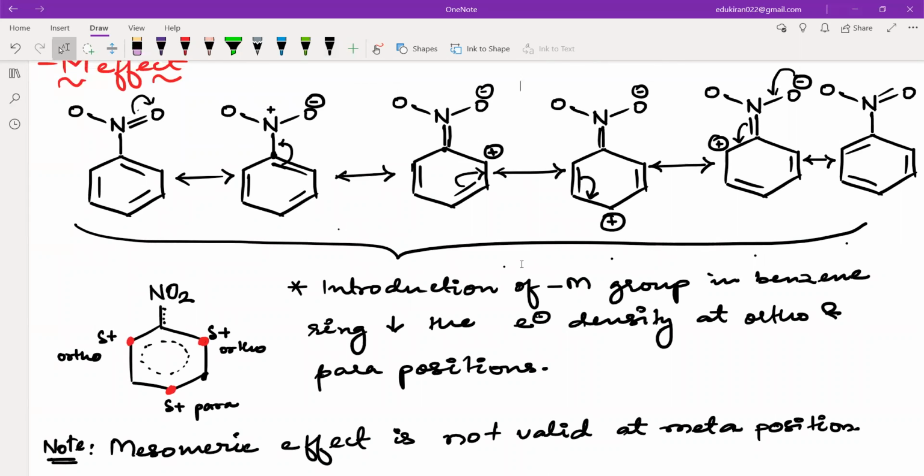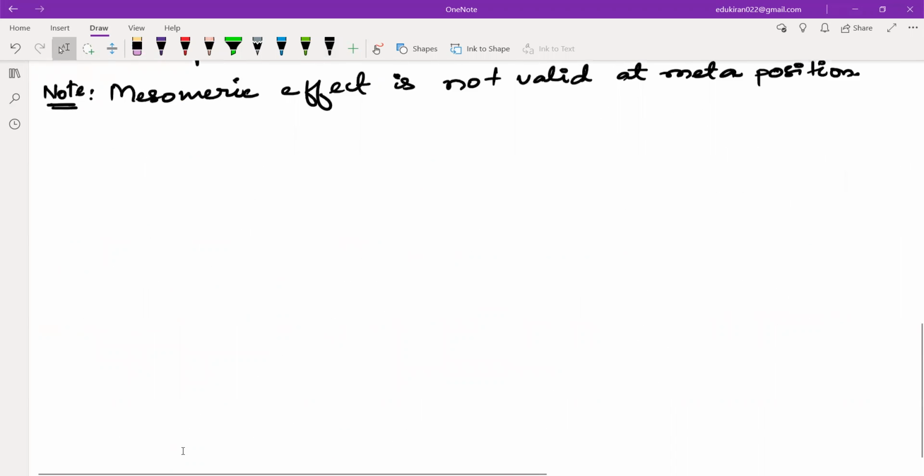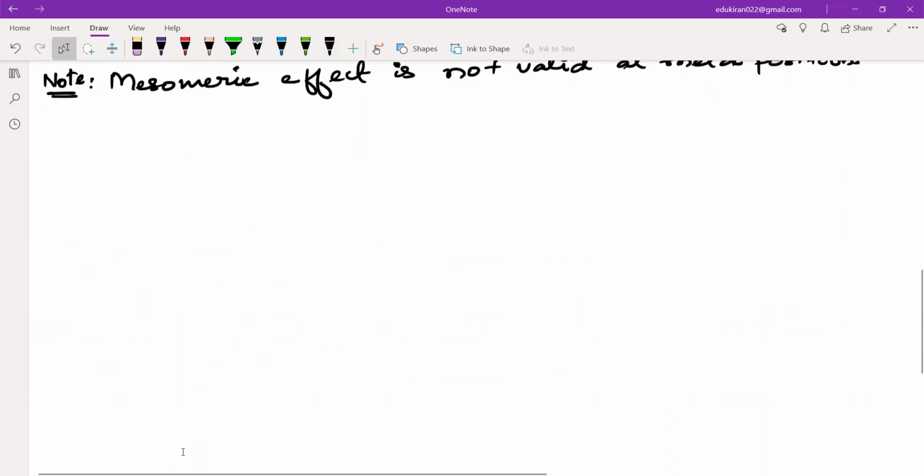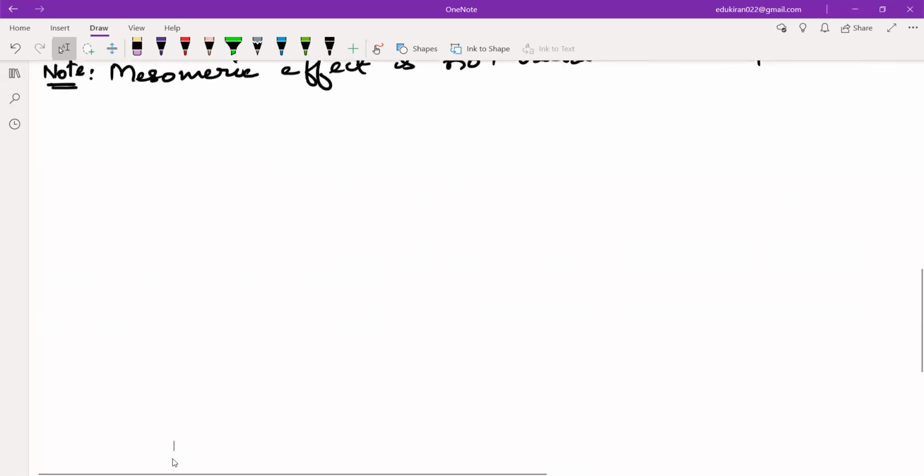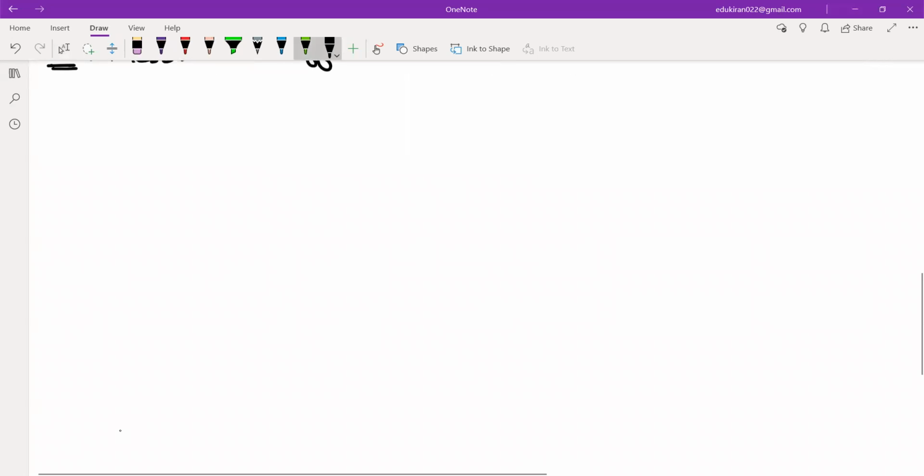Done, sir. Okay, so this is something that we have written. Now let us look at the different order of +M and -M groups. So we know what effect it has and where it has the effect: increases the electron density, decreases the electron density, at ortho and para positions. But now let us look at the comparative order of the strength of +M and -M. So please write the topic.